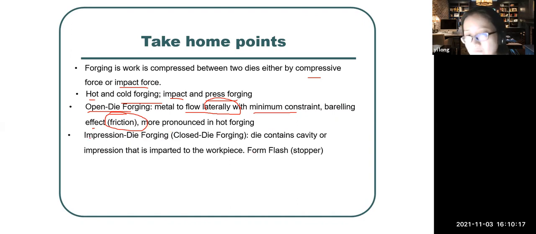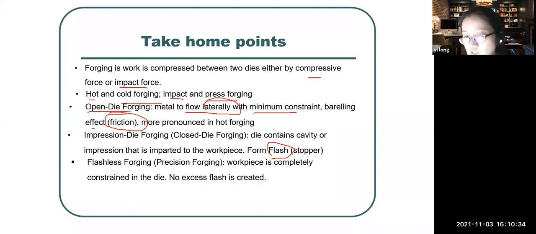Impression die forging, we also call it closed die forging. The die contains a cavity or impression that is imparted to the workpiece. In this case, you're going to form a flash, and the function of the flash is as a stopper. Then there is flashless, which is precision forging, where the workpiece is completely constrained by the die, so no excess flash is created. That's the precision one.